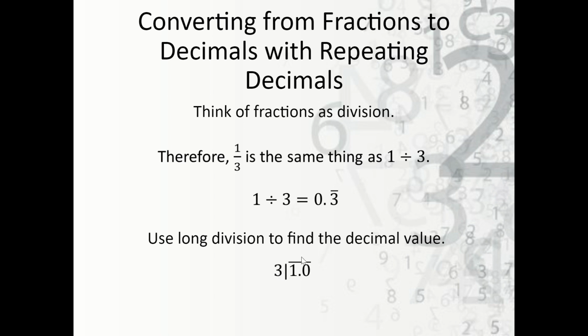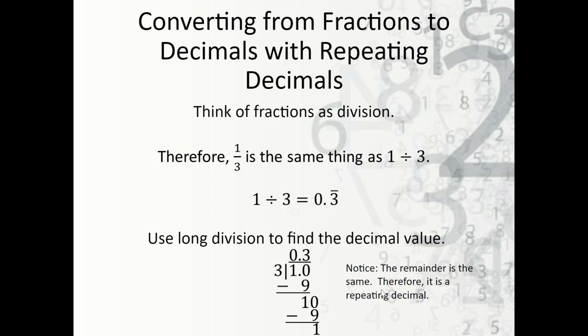Now, how many times does 3 go into 10? Well, it goes into it 3 times. And then 3 times 3 is 9, which leaves 1 as my remainder. 3 doesn't go into 1, so I bring down another 0. 3 goes into 10 3 times, which gives me 9 again, and then 1 remainder. And I notice I keep getting 1 as a remainder, so it just keeps repeating itself. So I just keep putting 3, 3, 3, 3. The remainder is always the same. Therefore, it's a repeating decimal. So it becomes 0.3 repeating.